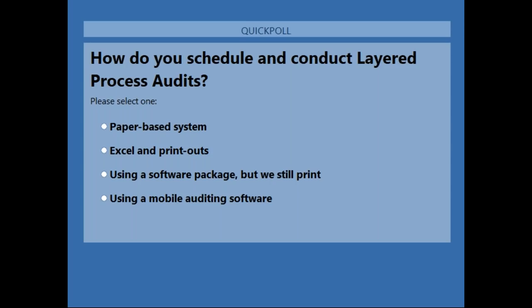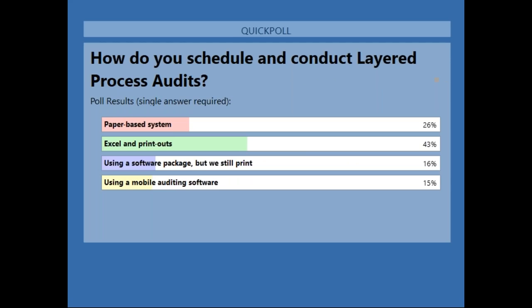Okay, just a couple of seconds. About 72% of you have voted. And 3, 2, 1. All right, let's see what we have here. So 43% of you are using Excel and printouts, and 26% of you are using some sort of paper-based system. And then about 15-16% are using some sort of software.